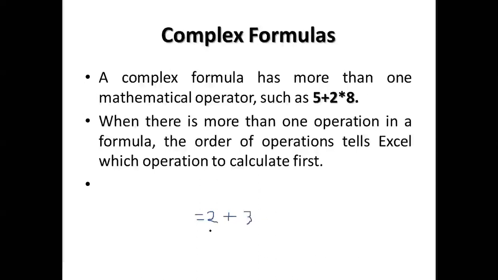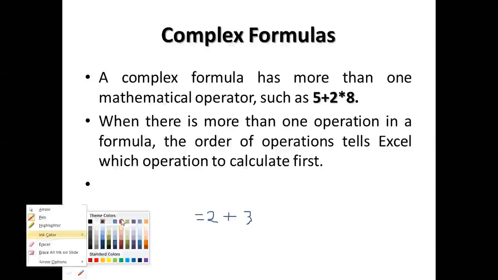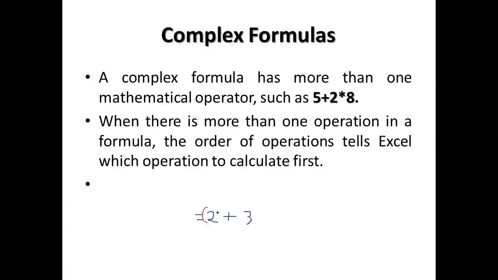So we had the situation where we had two operands. There's the first operand, which is 2, and then we have also the second operand, which is 3 there. And now these two operands are being added together. So now when we are looking at complex formulas, we are looking at having more than 1 operator.